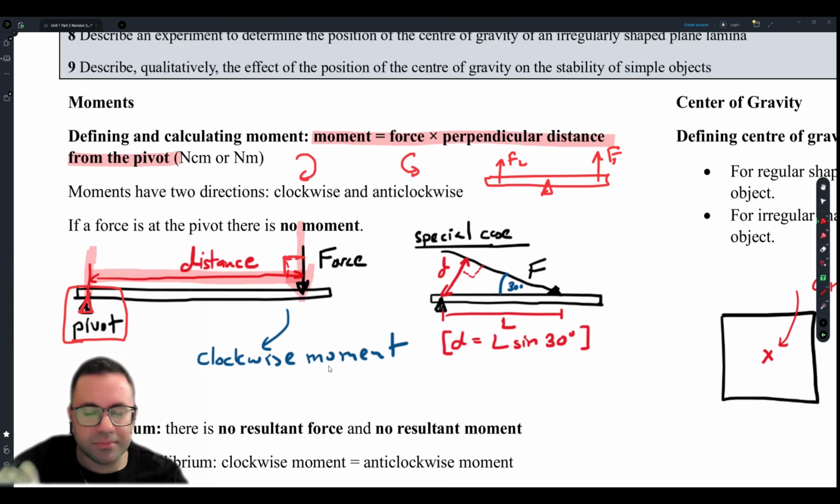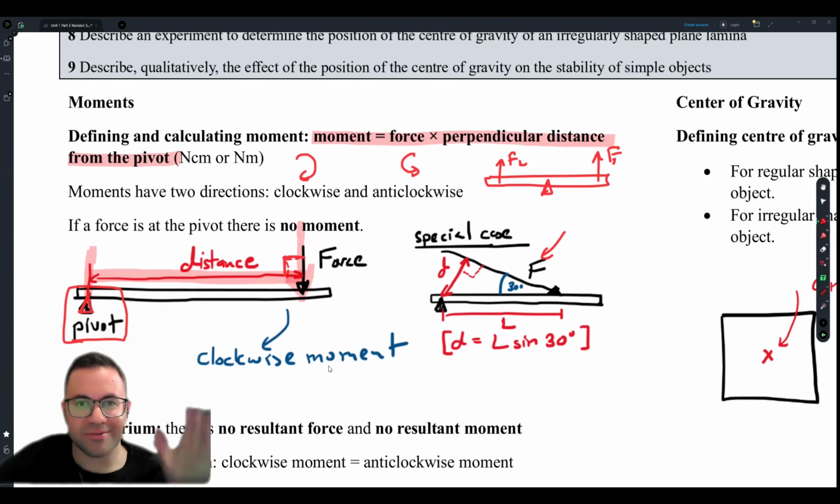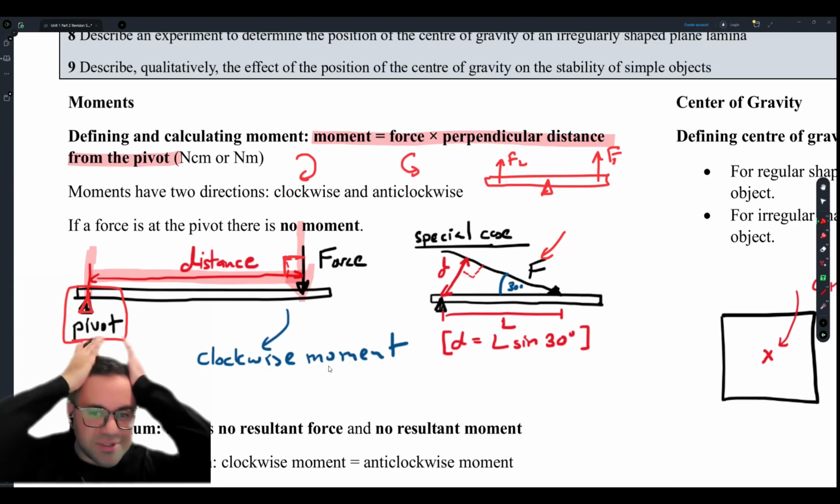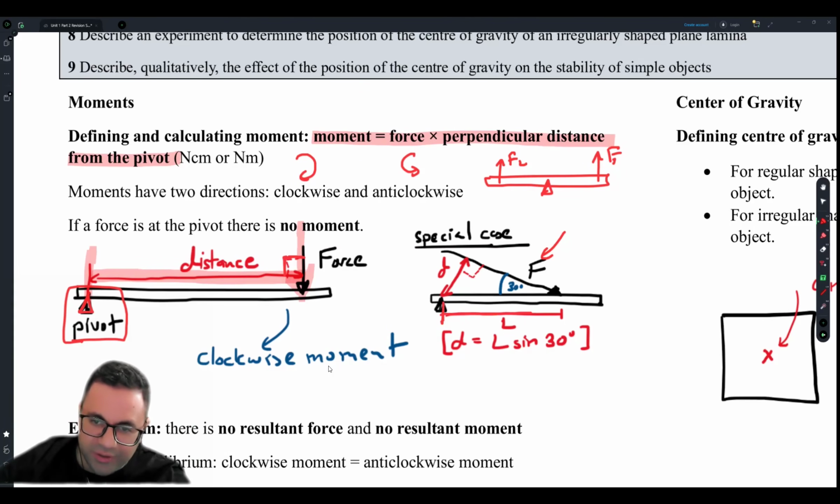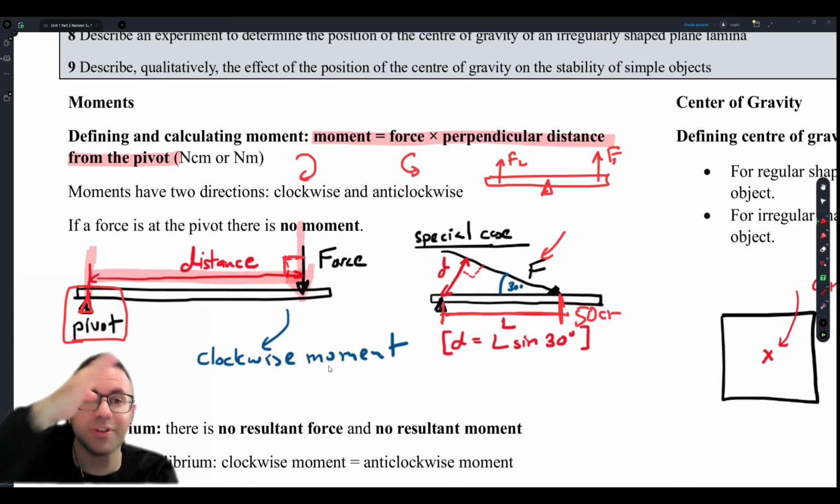However, sometimes, and when I say sometimes, I mean it has only happened once. Sometimes the question will not give you the distance already perpendicular to the force. Sometimes, like in this special case, the force is already at an angle to the surface. So what distance do I use? Because this length over here is not the correct distance. Like if this was, let's say, 50 centimeters or so, this distance is not 50 centimeters. It's not perpendicular to the force.